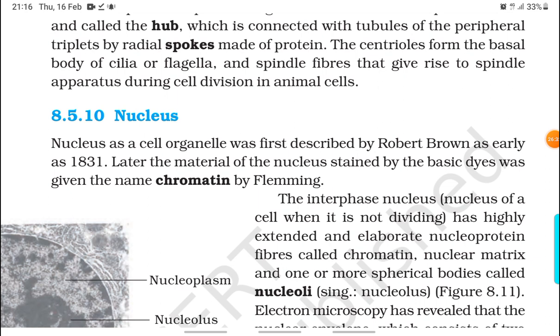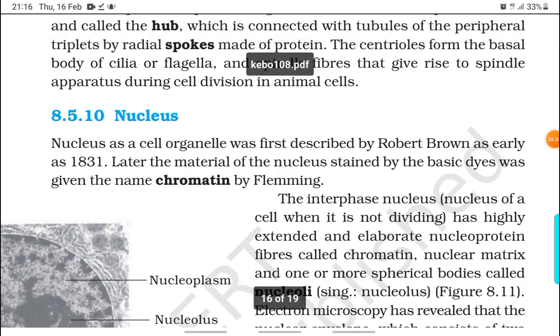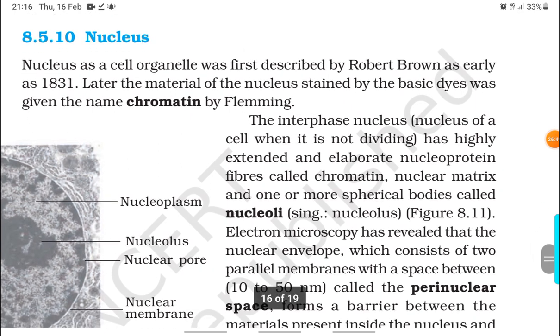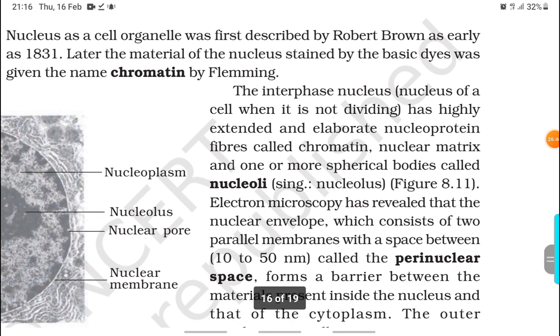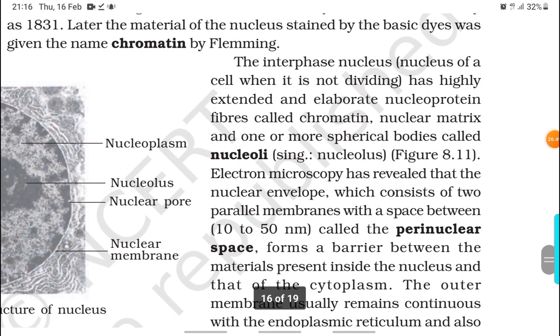Nucleus. The nucleus as a cell organelle was first described by Robert Brown as early as 1831. Later, the material of the nucleus, stained by the basic dyes, was given the name chromatin by Fleming. The interphase nucleus, when the cell is not dividing, has highly extended and elaborate nucleoprotein fibers called chromatin, the nuclear matrix, and one or more spherical bodies called nucleoli.